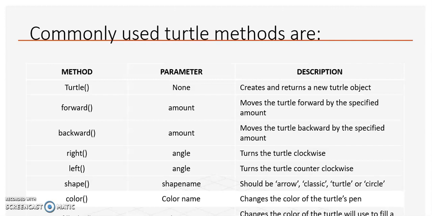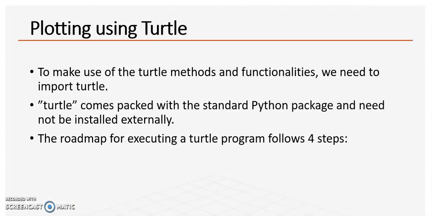There are different shapes of turtle. Usually by default it has an arrow. You can use shapes like classic, turtle, or circle. It has different colors, so in the parentheses you can write the name of the color you want the background to be, or the color of the turtle to be. Then there is the fill color, then heading, different colors are there, and there are so many other functionalities or methods in Turtle.